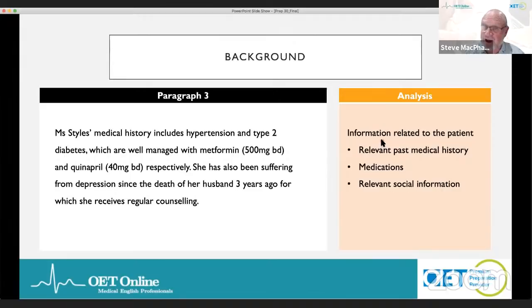So again, what's background? Information related to the patient. Relevant, that's the key word, not non-relevant. Relevant past medical history. Medications mentioned there as well. And the task said mention the medications, the task question. And it's got a little bit of social information. Not much, but a little bit of background. And then that also links back to when we said she was a widow before. It connects back to that as well.